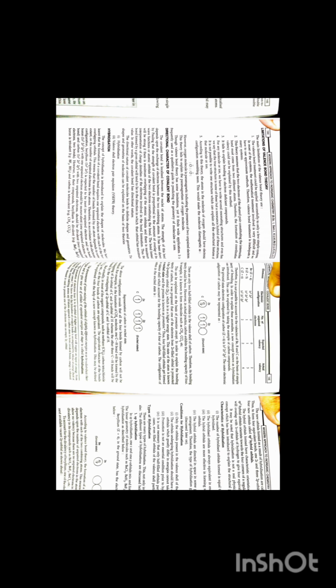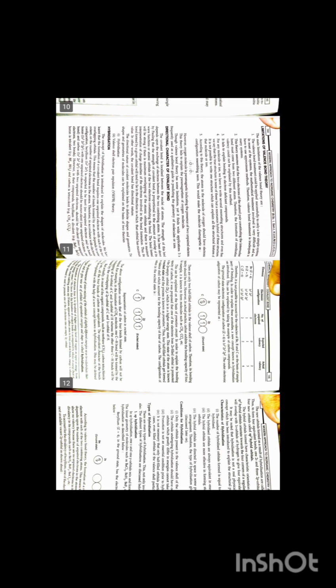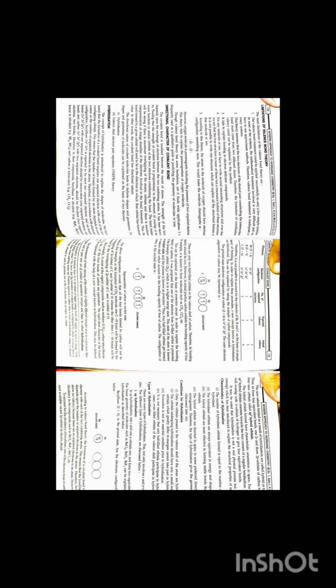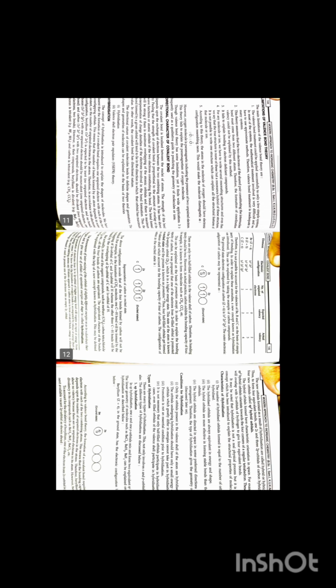Fifth, according to this theory, the atoms in a molecule of oxygen should have an electronic configuration resembling neon. This would make the molecule diamagnetic, as follows. However, the oxygen molecule is paramagnetic, indicating the presence of two unpaired electrons. This theory fails to explain the paramagnetism of the oxygen molecule also. Though valence bond theory has some limitations, yet it finds wide applications. It is frequently used as a qualitative guide in predicting the geometry of molecules or ions.